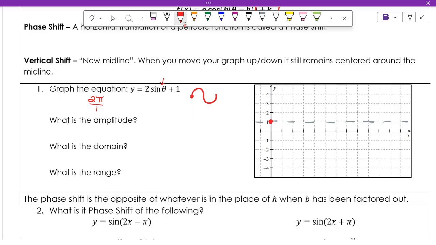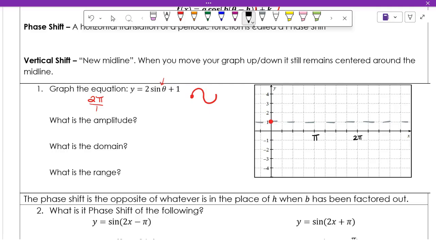If I go ahead and look, the x-axis here is not labeled. I need to decide how I'm going to label this. You can label it however you want. The most important thing is that the distance between each dash mark is equal. What I'm going to do is let me make this be pi right here, and I'm going to make this be 2 pi.